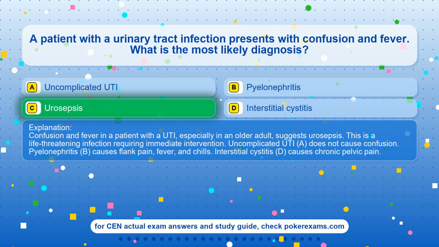Confusion and fever in a patient with a UTI, especially in an older adult, suggests urosepsis. This is a life-threatening infection requiring immediate intervention. Uncomplicated UTI, A, does not cause confusion. Pyelonephritis, B, causes flank pain, fever, and chills. Interstitial cystitis, D, causes chronic pelvic pain.